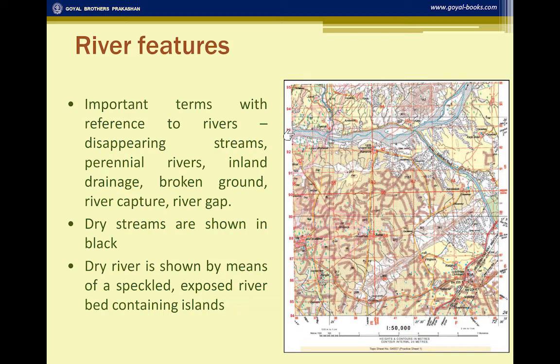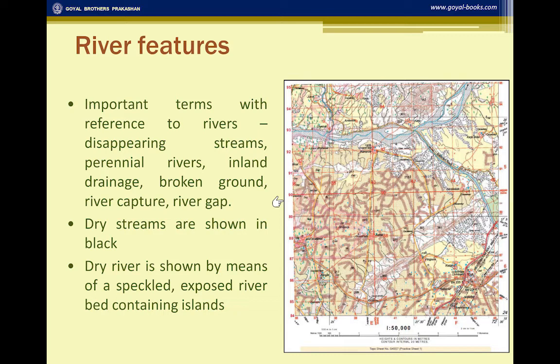Then you can see these white patches. These are known as islands. Then you see some of the streams here, they are not meeting the main river. So the question may be asked that in grid reference 9478, the stream is not meeting the main river.